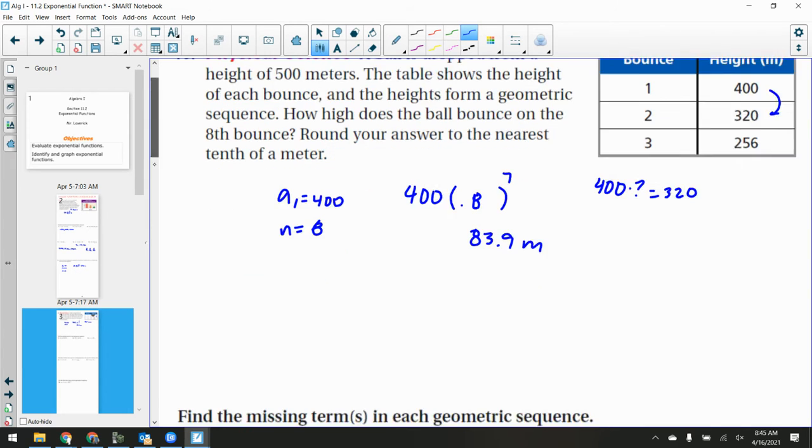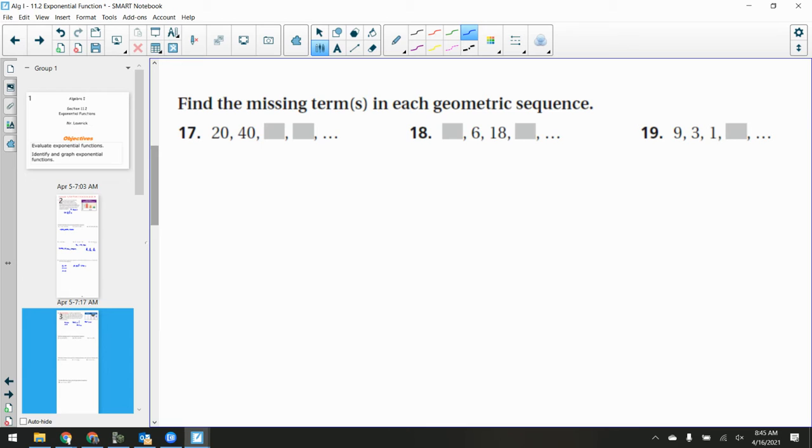Okay, let's continue on. Here's 17, 18, 19. For number 17, these are questions that the end of course test loves to do. Ones where it'll take out pieces of the sequence and make you figure out what pieces are missing. So take a look here. Alex, what would you say is missing out of 17?